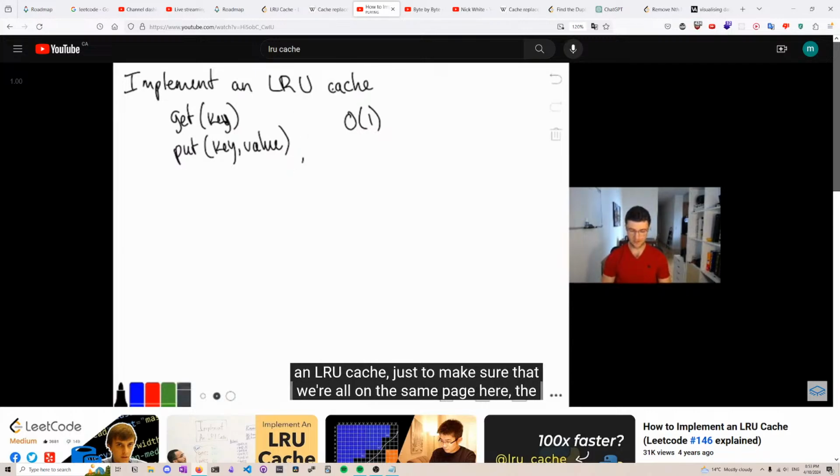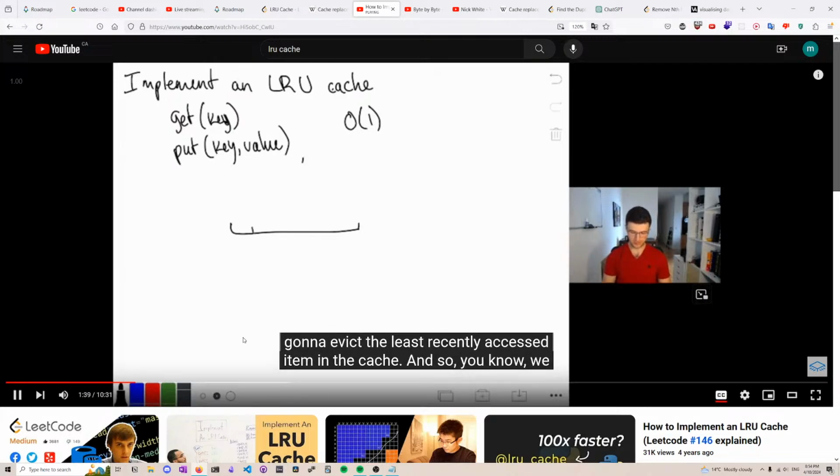So with an LRU cache, just to make sure that we're all on the same page here, the basic idea is that we're going to implement a cache of some set size, and then when the cache is full, we're going to evict the least recently accessed item in the cache. And the one thing we do want to make sure that we're clear on here is what the types of the key and value are. So in this case, get is going to return an int, and key and value are both going to be integers as well, just to keep things simple.